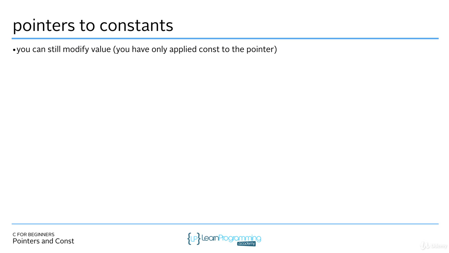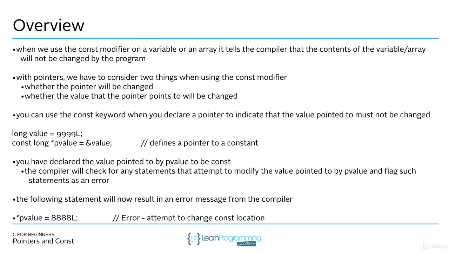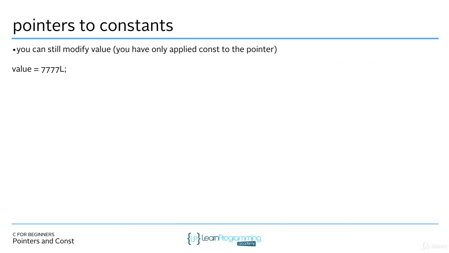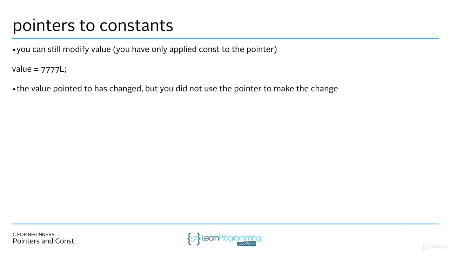So now what about pointers to constants? In the previous declaration, we created a pointer where what the pointer points to cannot change, but we can still change the actual value of the variable that we declared. So we would still be able to change longvalue. We just can't change *pvalue. But longvalue is not defined as a constant, it's just defined as a long. So we can still modify the value even though the pointer had const applied. We only applied const to the pointer's target. So we can say longvalue equals 777L.